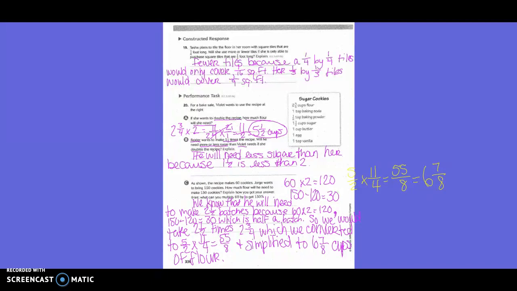Letter B. Baxter wants to make 1 1/2 times the recipe. Will he need more or less sugar than Violet needs if she doubles the recipe? Explain. He will need less sugar than her because 1 1/2 is less than 2.